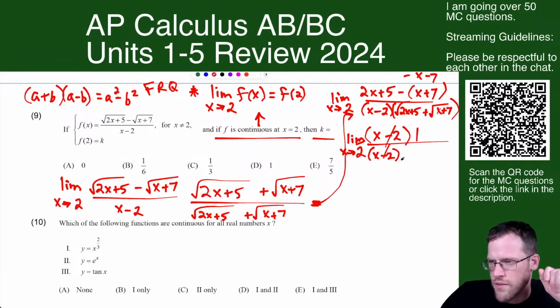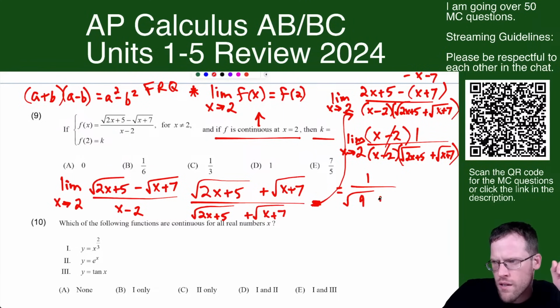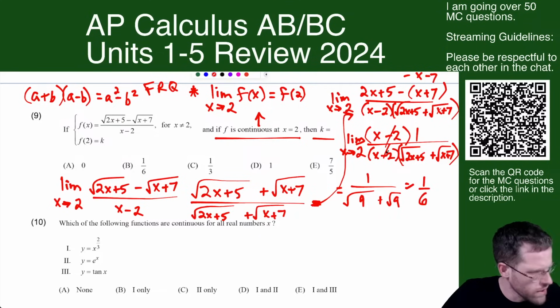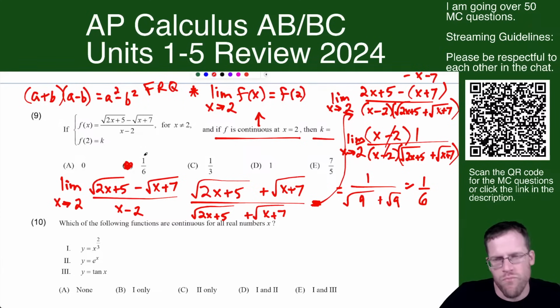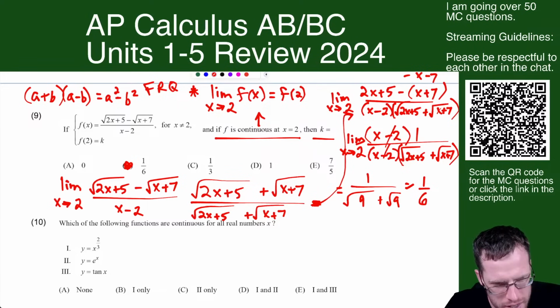And let's just say I have a 1 left up there. So I get radical 2x plus 5 plus radical x plus 7. And now I just plug in 2. So this is 1 over, this one canceled. Now the square root of 2 times 2 is 4, plus 5 is 9, plus the square root of 9, which is 1 over 3 plus 3, 1 over 6. Please be B. Yes. All right, choice B. Or just L'Hopital it. Whatever makes you happier.